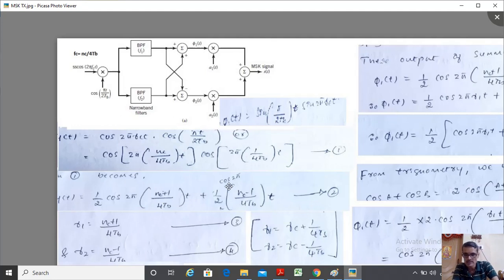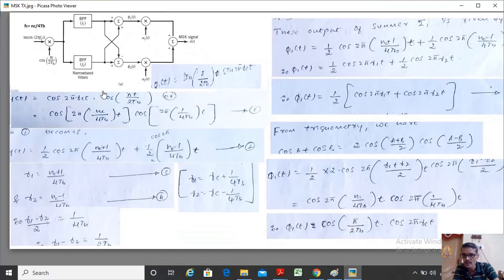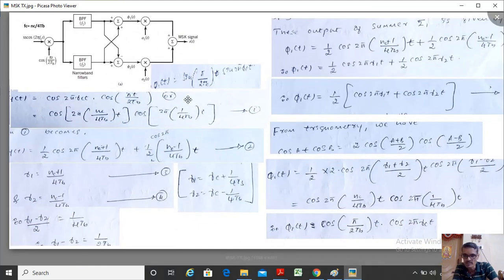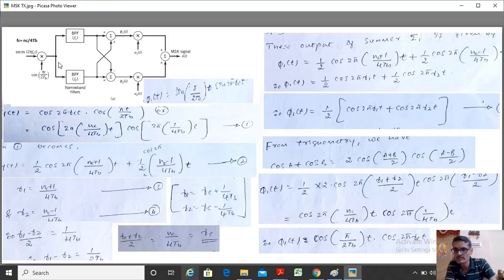Okay, now this term, nc plus 1 by 4 tb, I'll take as f1. This is the first frequency in the minimum shift keying, f1, and the second frequency I'll take as f2, equal to nc minus 1 by 4 tb. So this component I'll take as f2, this I'll take as f1. These are my two frequencies between which I have to shift in the MSK; I have to change the frequency as well as the phase, right? Now the output of this product modulator is given to the bandpass filter here. Two narrow bandpass filters are actually used, and this particular filter allows only the F1 component. The F1 component is this particular component, and the F2 component is this particular component.